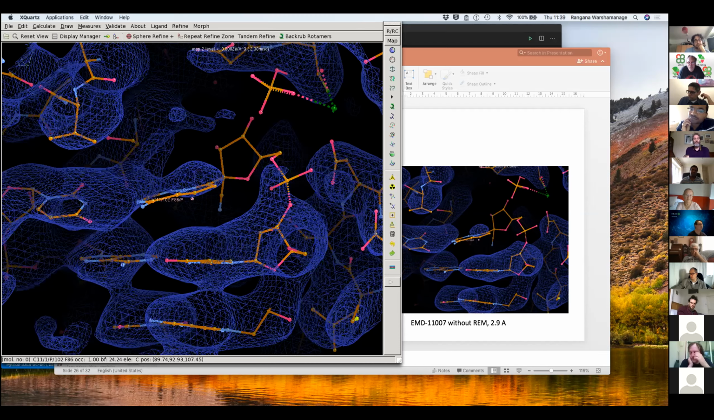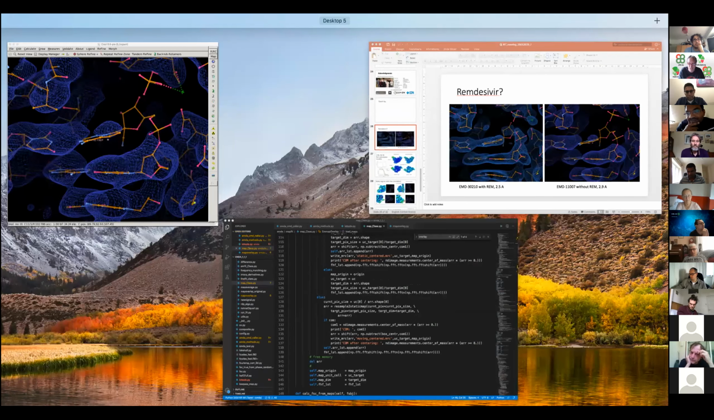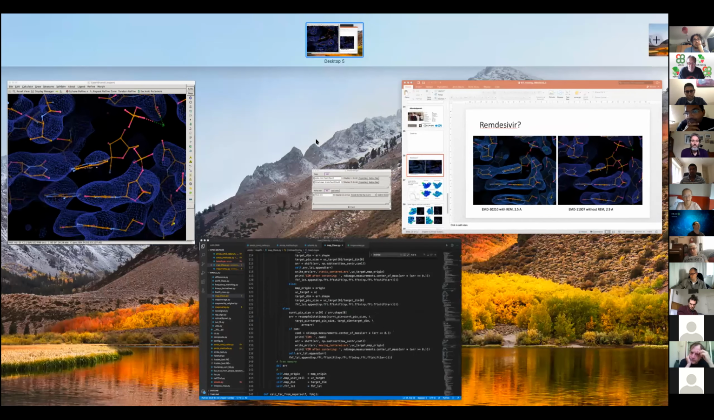I think that's right. The correct model should also be put there, but I thought the point here was what happens at the position where remdesivir is, when there's no remdesivir. No, but the sequence is different, so there's no point looking at this particular point in space. You don't expect anything.